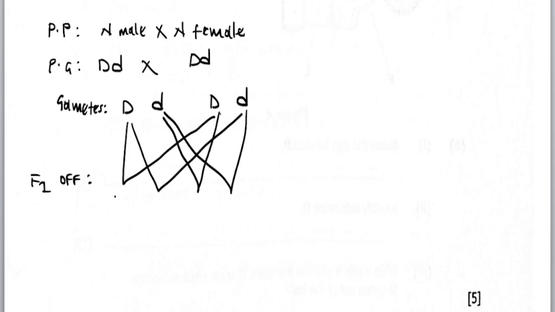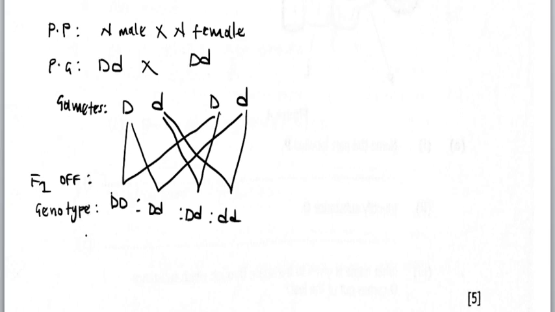Meaning here the D, we have DD, then here we have DD like that, then here we have the one starting with the capital, then here we have like that. So these are the offspring. So these are the genotypes of the offspring.